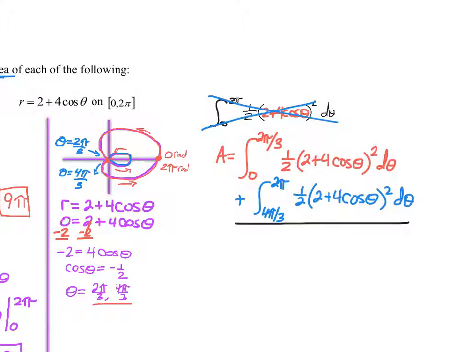Let me just get out of here because now I'm just stumbling around. All right, so math 9. Zero. And I'm going to put the 0.5, open paren, 2 plus 4 cosine theta.